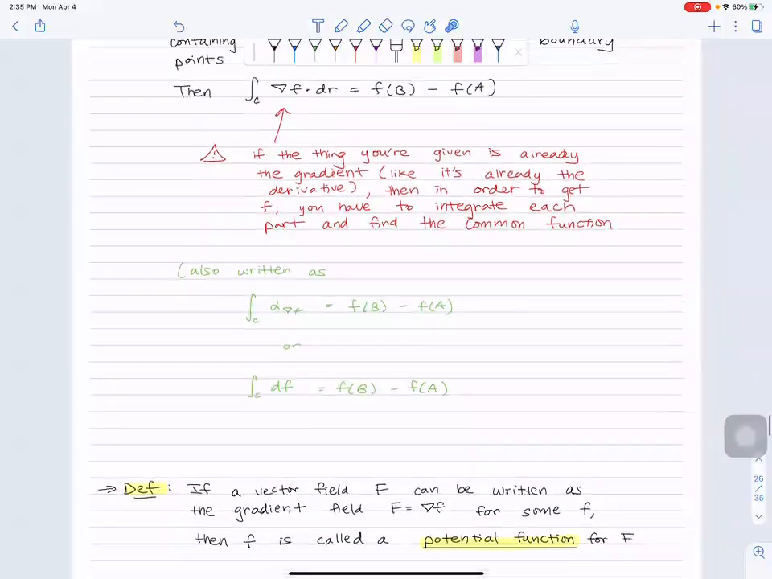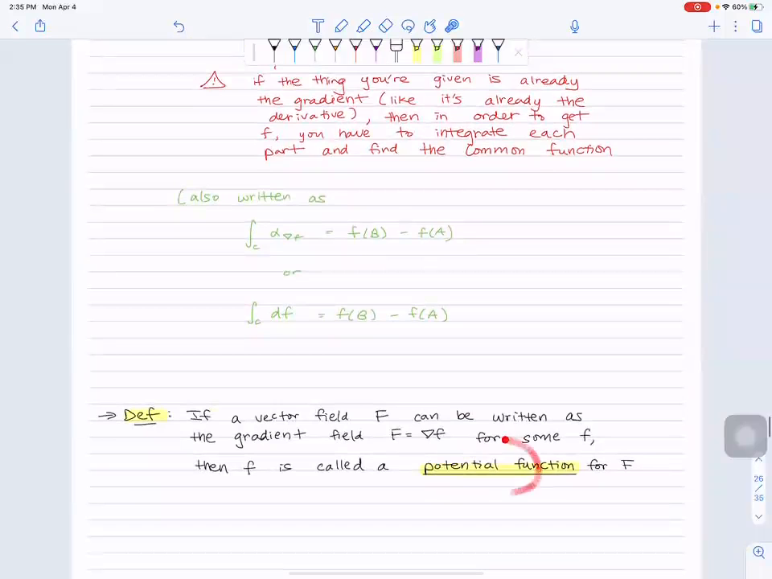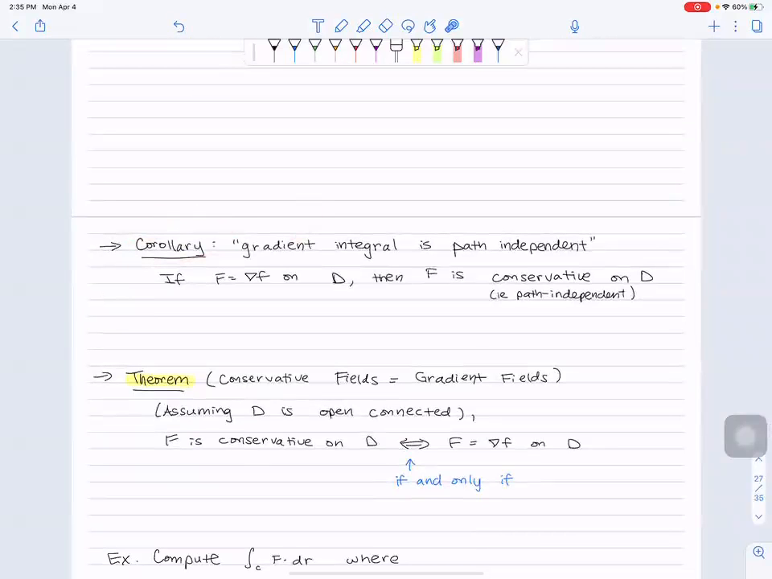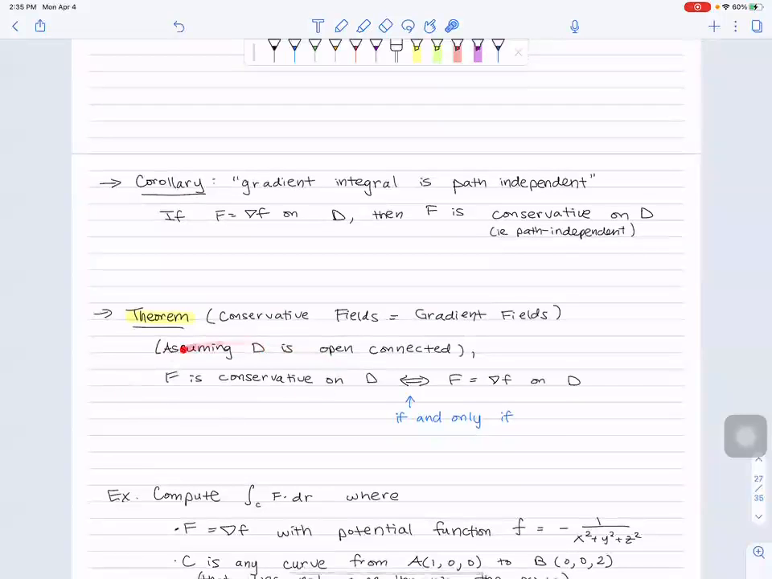Just a note that this f, once you find it, is usually called a potential function. Then we have this corollary. It says that the gradient integral is path independent. So if your function is this gradient, then we can say that F is conservative on your domain, or that F is path independent on D. And knowing that F is conservative on D happens if and only if your F is a gradient on D. So that's just restating our corollary in an if and only if way.